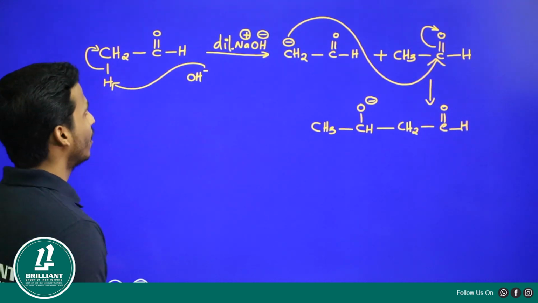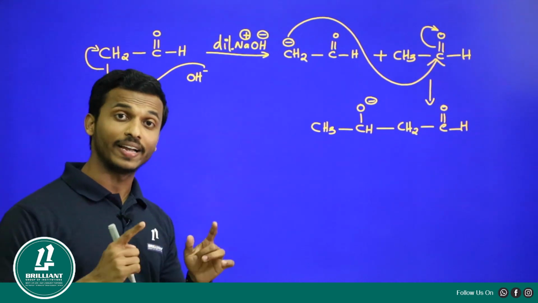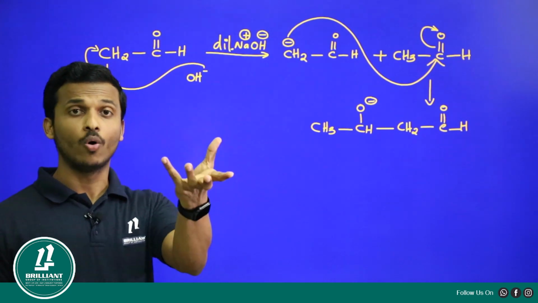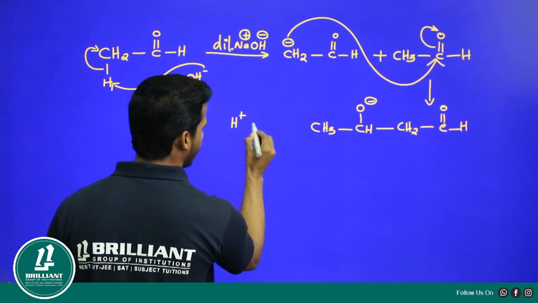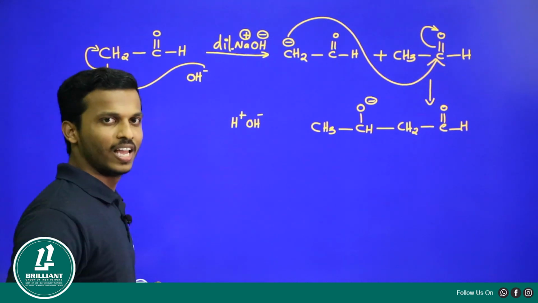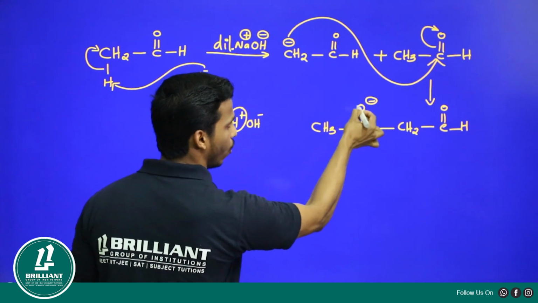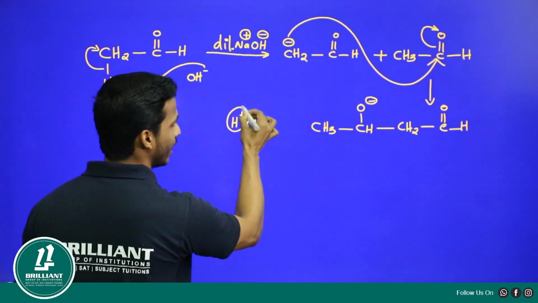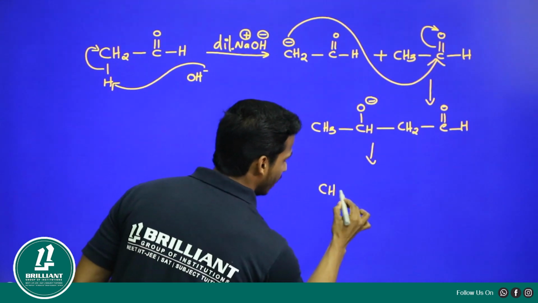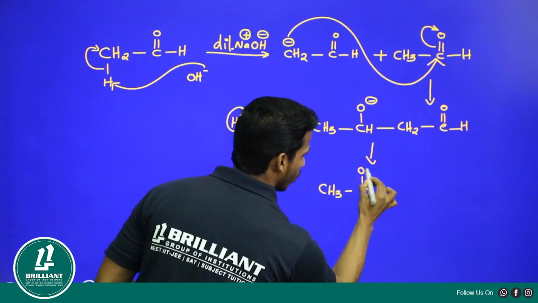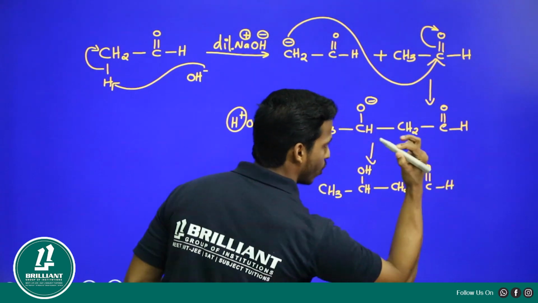In this reaction we are using dilute NaOH. Dilute means water will be there, and water contains H plus and OH minus ions. This O minus group abstracts H plus from water, and the compound becomes OH. So the product will be CH3, CHOH, CH2, C double bond O, H. This is the compound we are getting.